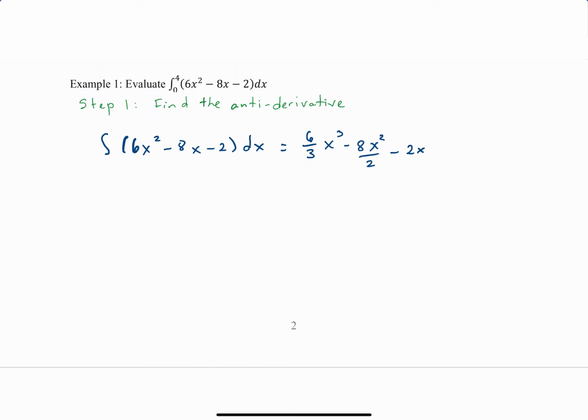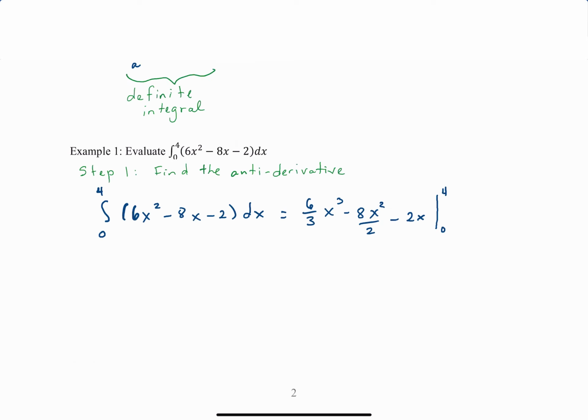Now, if we were just finding the indefinite integral, we'd have a plus c there and we'd be done. But in this problem, we want to take our antiderivative, and by the way, in this context, we don't put in the plus c, but we want to take our antiderivative, plug in a 4, plug in a 0, and subtract those two things. And the notation for this is the vertical line at the end with the 0 and the 4.